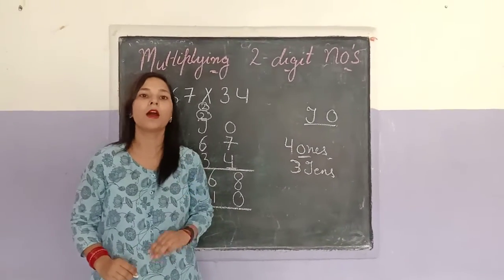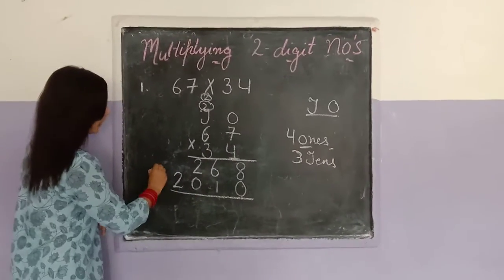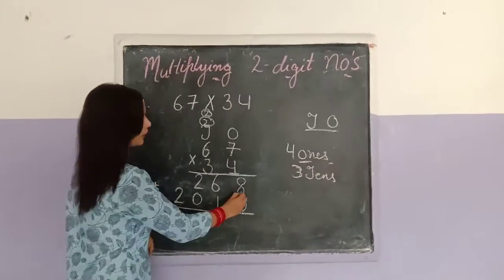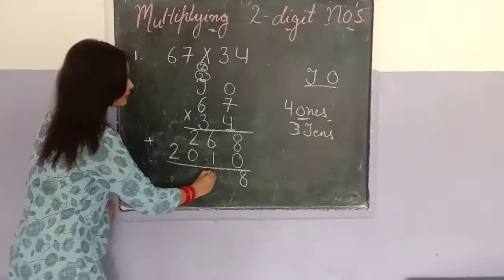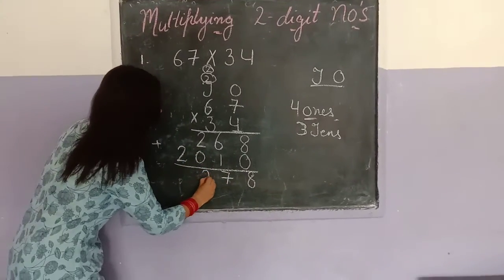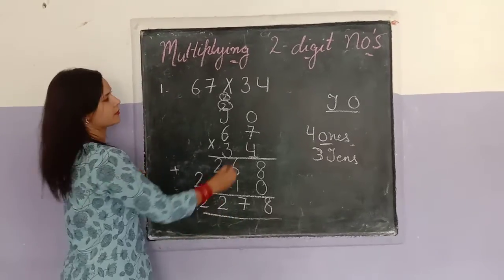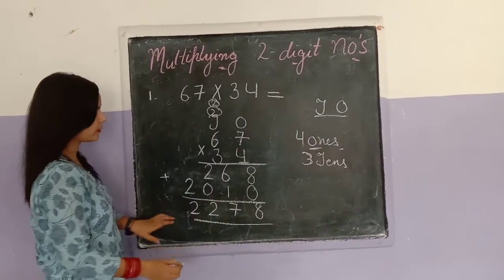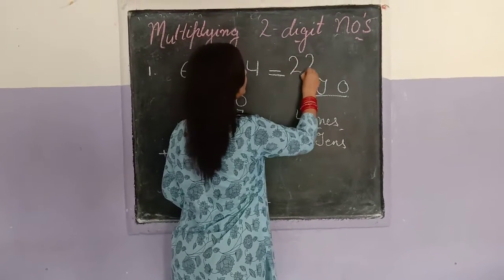Now third step. According to the third step, we will add the terms. These two terms we have to add. 8 plus 0 is 8. 6 plus 1 is 7, 2 plus 0 is 2 and here 2. So this will be the answer. So the answer is 2278.